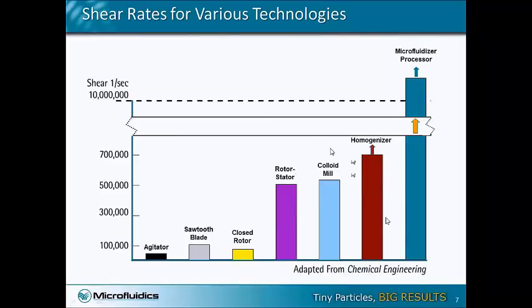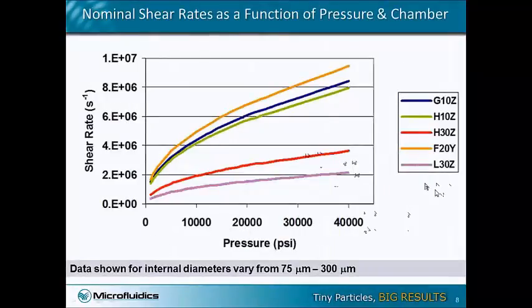This is what I said before. By working with different microchannel sizes and shapes, combined with the pressure, we can achieve a full range of different shear rates. So we'll be able to provide a solution for your unique applications and material requirements, because each application or material may require a different shear rate to achieve the best results, and we're able to deliver that shear rate for you.